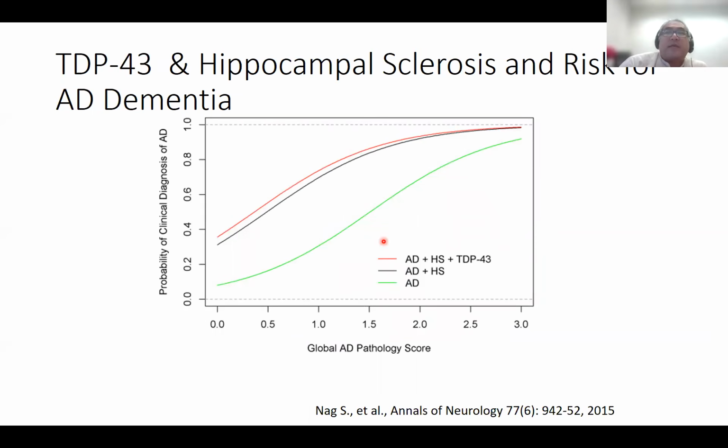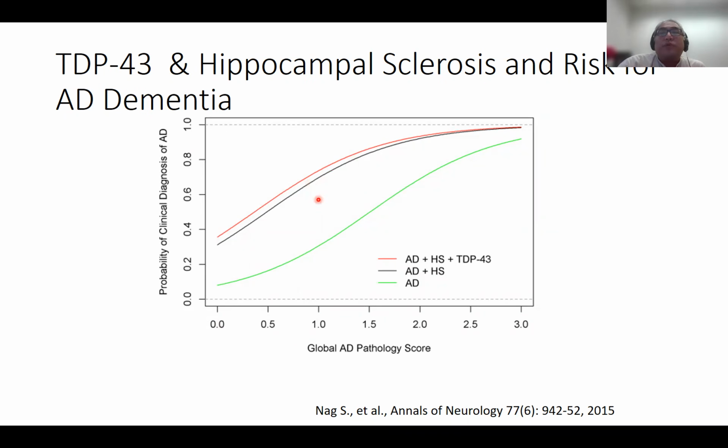This is a great study by Julie Schneider's group at Rush, where they looked at a community-based cohort, and they made some important observations. So this is on an individual scale. If you have a scale of how much Alzheimer's disease pathology you have here on the x-axis, on the y-axis is the probability that you have a clinical diagnosis of Alzheimer's disease, right? So Alzheimer's disease clinical phenotype. And this green line is if you have only Alzheimer's disease in the brain, right? The more pathology you have, the more likely it is to develop Alzheimer's disease clinically, and that makes sense.